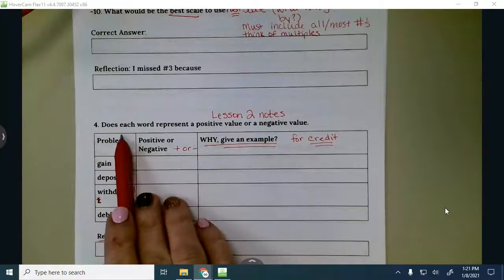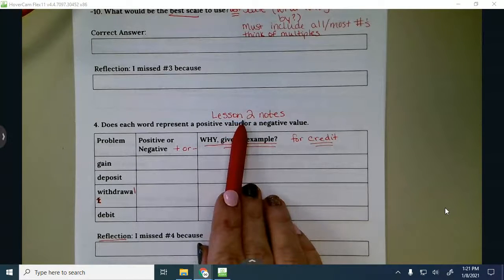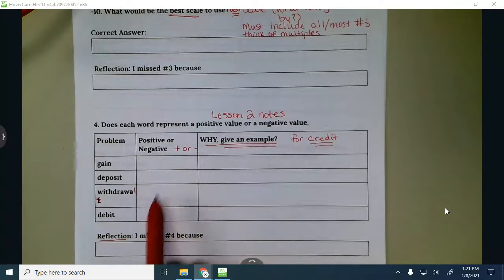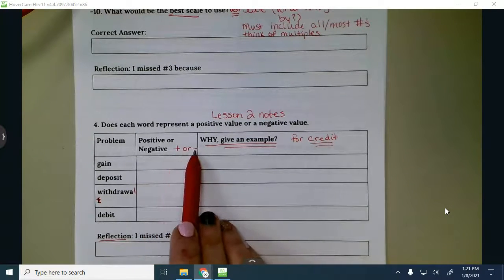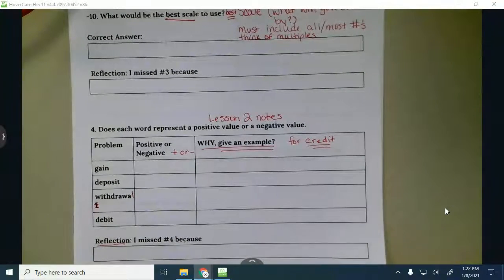Number 4, does each word represent a positive or negative value? That was one that I remember recording in lesson 2. So you could put positive or negative, a P or an N for your answers, or you could put a plus sign or a minus. We would know what you mean. But to get full credit, you must give an example over here. So for example, deposit, that might be something that you would do at a bank. So you would explain that over here, or withdrawal, debit, gain. So if you give us an example of what that vocabulary means, cluing in that it is positive or negative. And then again, there's a reflection piece at the bottom.